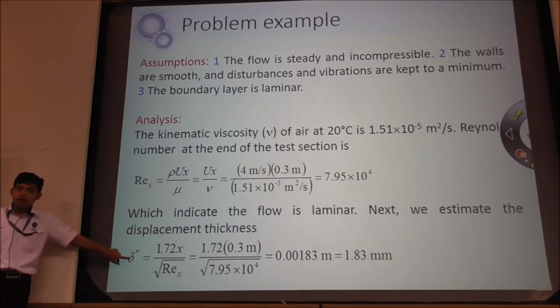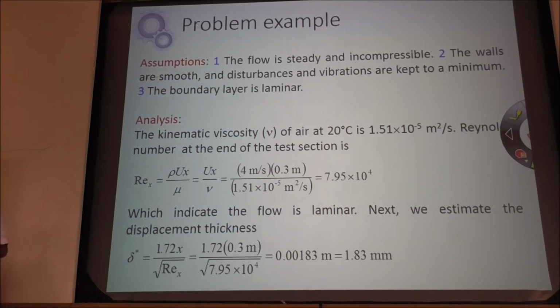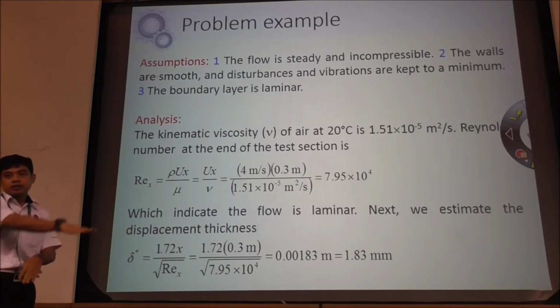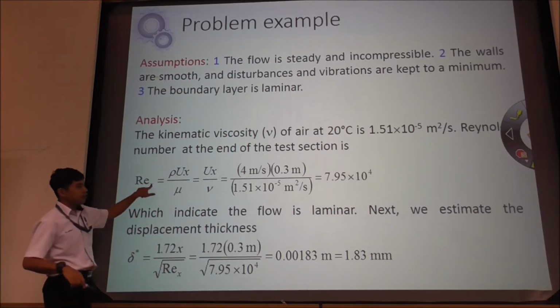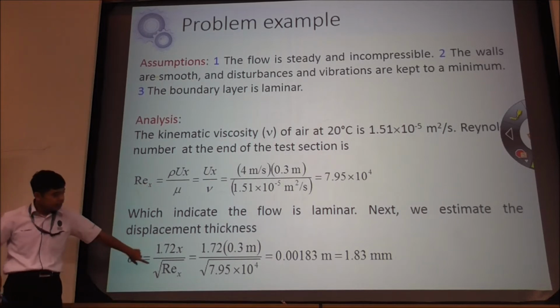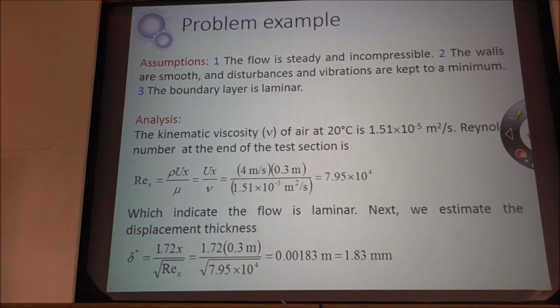This is your apparent wall thickness. So you need to add 1.83 millimeter on each side, such that the flow field that the wall will remain flat, constant. Yeah? So how do you calculate this? Calculate Reynolds X, then you can calculate your delta star.